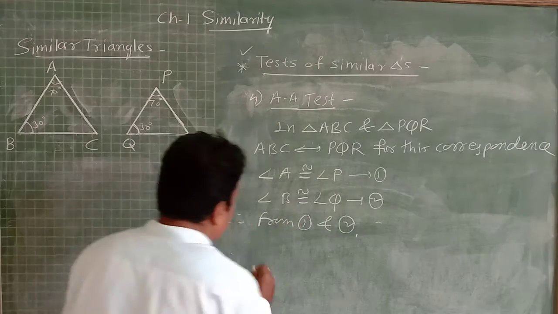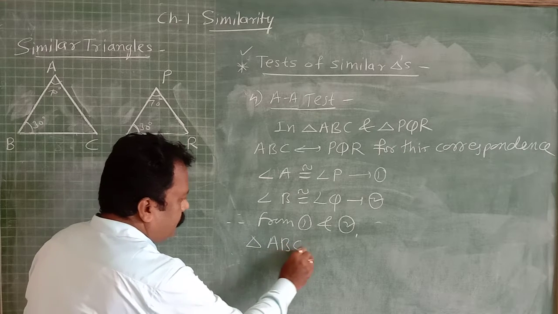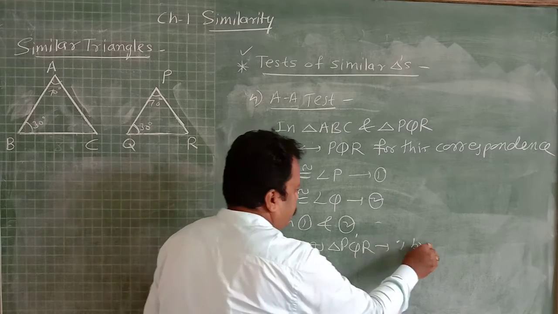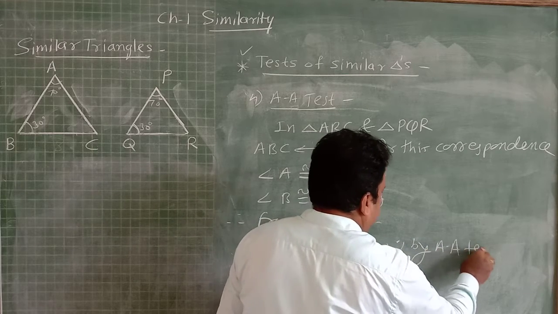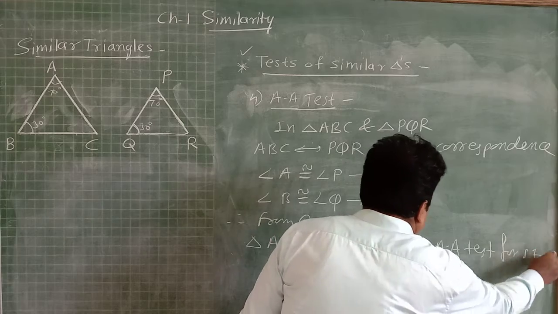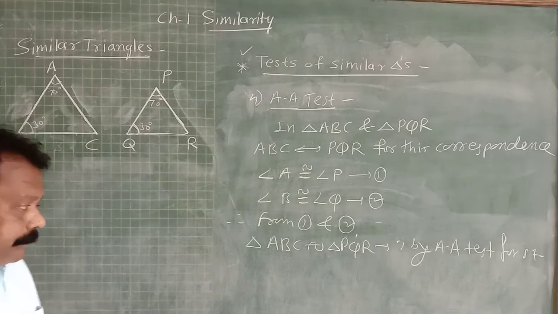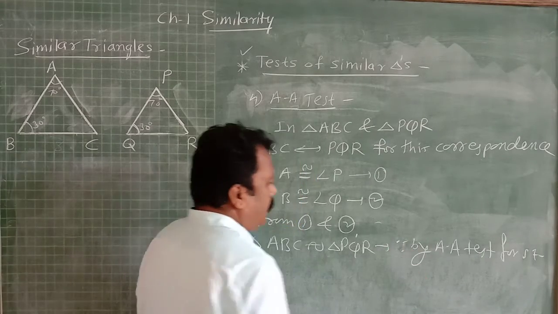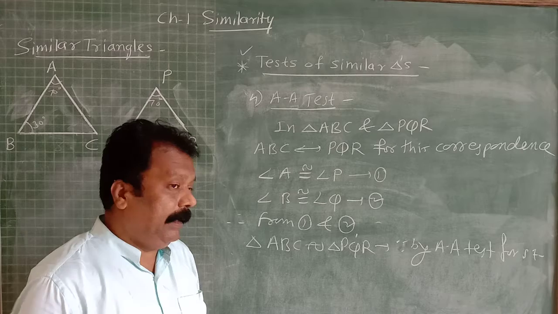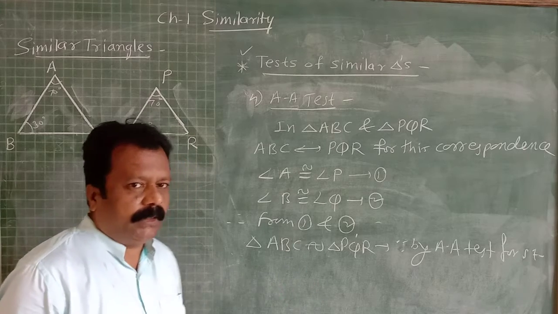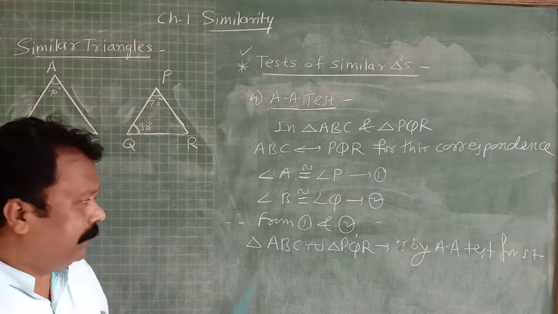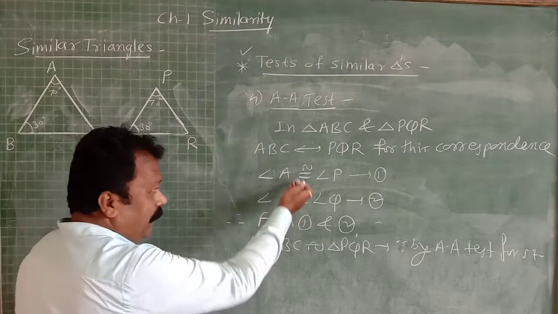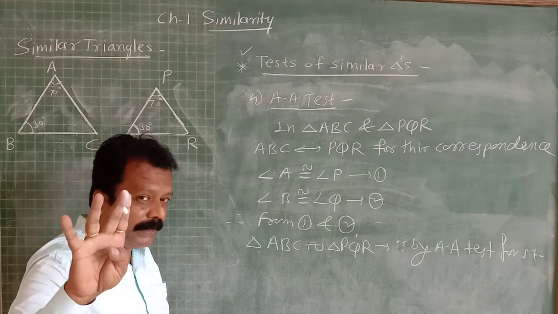Therefore, from 1 and 2, triangle ABC is similar to triangle PQR by the AA test for similar triangles, not AAA. One step we have reduced because we know the property of triangle. Now, what are the remaining parts? The remaining part is angle C congruent to angle R. Only two parts we have shown. The remaining 4 parts remain.